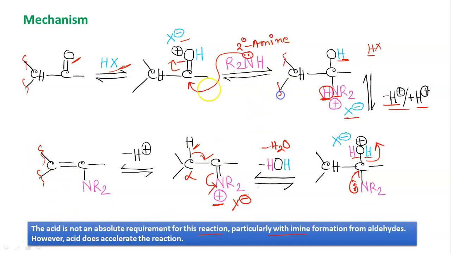all these are general structures. Finally we are getting the enamine, that is a C=C double bond, then N. So this C=C double bond with a single bond to N, that is the enamine unit. Fine.